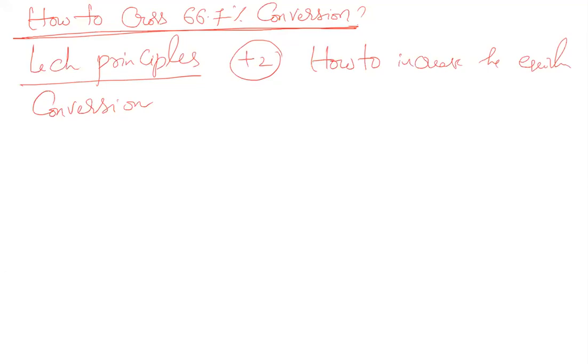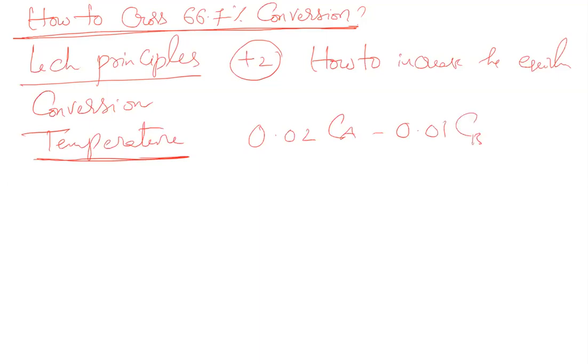So one such thing, how to increase the equilibrium conversions, is temperature. So why is temperature affecting? Because if you see the previous equation, 0.02 CA minus 0.01 CB is equal to 0.